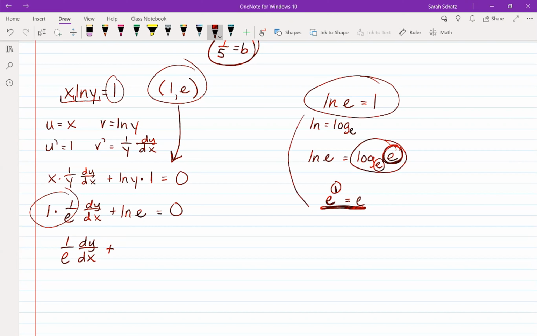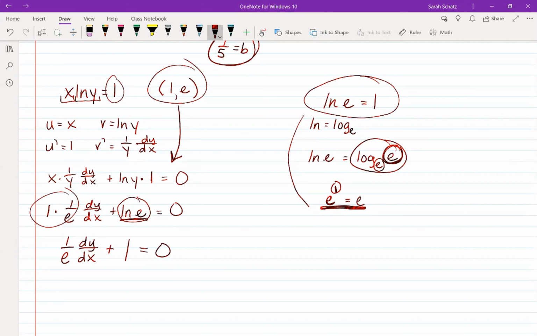And again, if you want to ignore that, that's okay. You've learned it in the past somewhere. But the natural log of e is just 1. That's why this is nice. That's why putting an e in for that y value is wonderful, because then we get this natural log of e, and I can just say that that's 1.